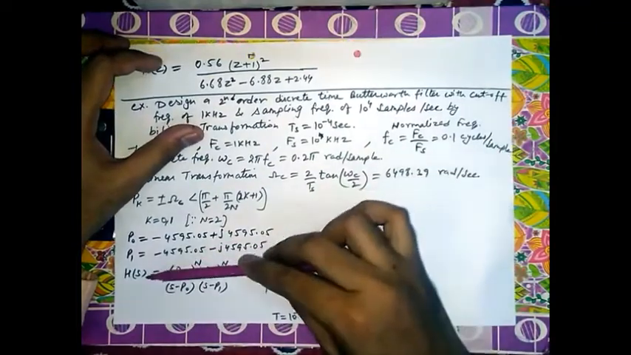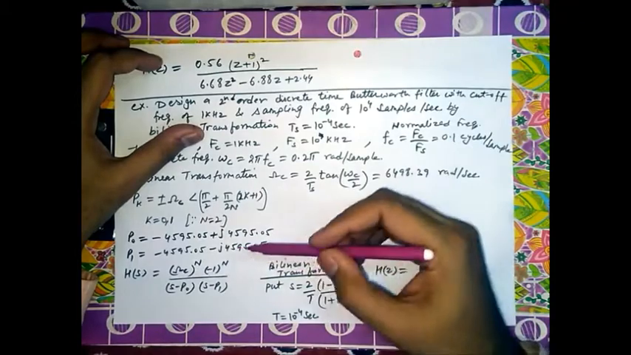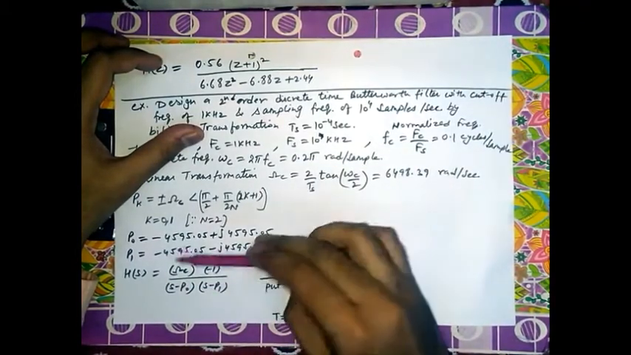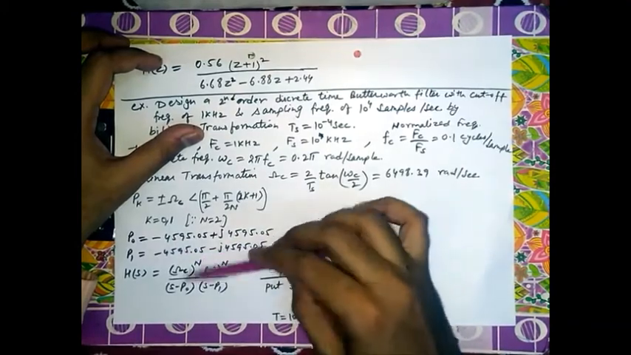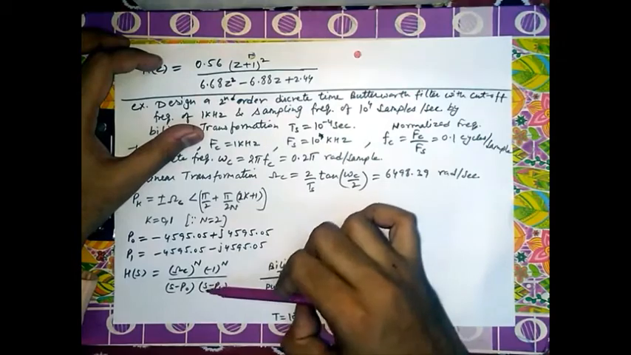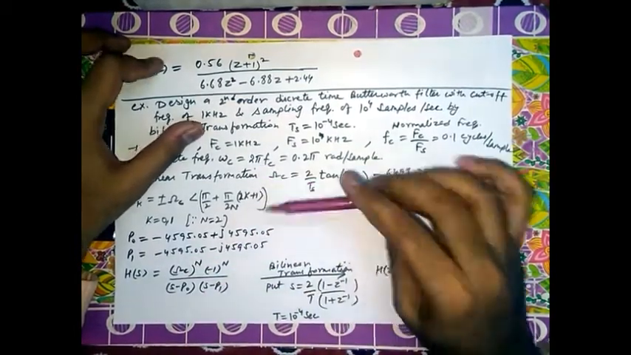Further, putting the values into H(s), now that we have 2 poles, we can find omega c raised to the power n by this formula. We can also multiply P0 into P1, and it comes out the same. H(s) is omega c raised to the power n upon (s minus P0)(s minus P1). We have this H(s). It will obviously be very complex.